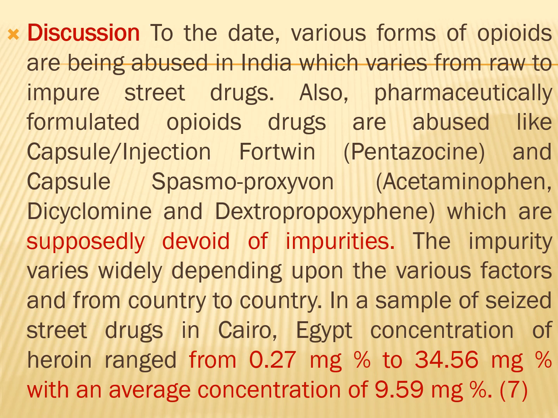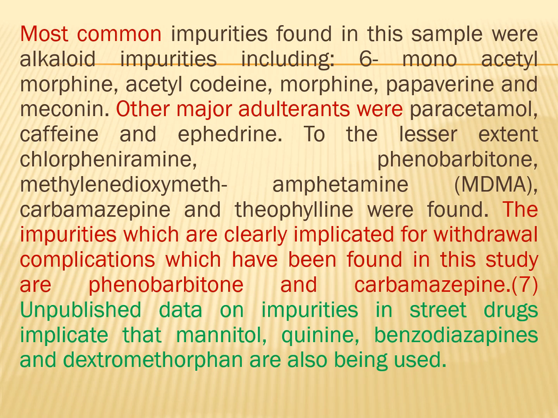In Egypt, the concentration of heroin ranged from 0.27 milligram percent up to a maximum, with an average concentration. Citation 7. This was the article from which we took this part, the part on impurities only. We discarded all the other information given in the article. We need this: what kind of impurities we are having in our society. Now, the most common impurities found in the sample were these. And other major adulterants were paracetamol, caffeine, ephedrine. And to a lesser extent, chlorpheniramine, phenobarbital, amphetamines, carbamazepine, and theophylline were found. All these impurities were found in the adulterated opium.